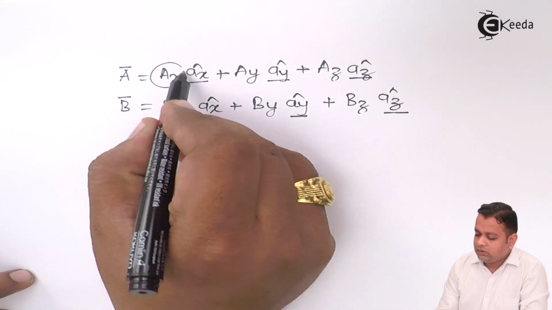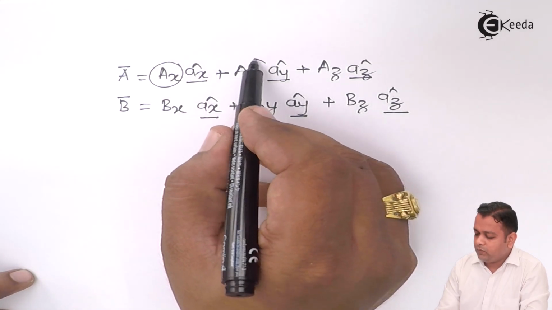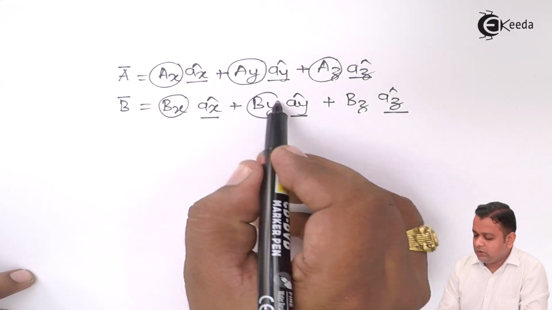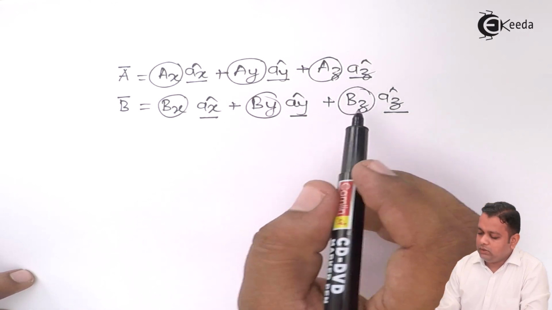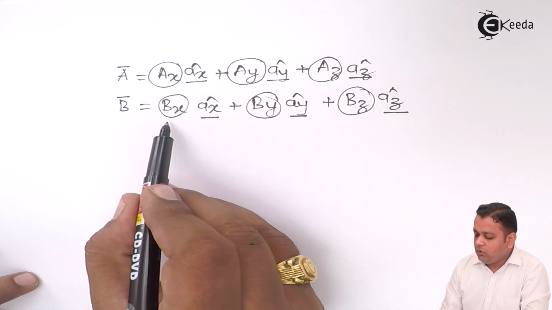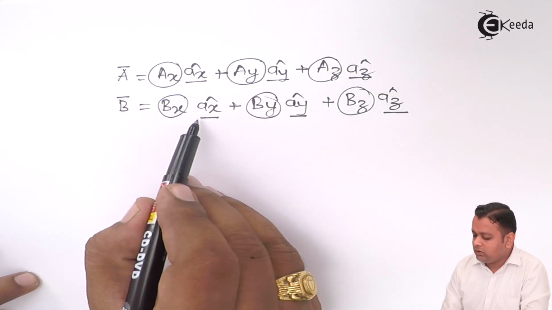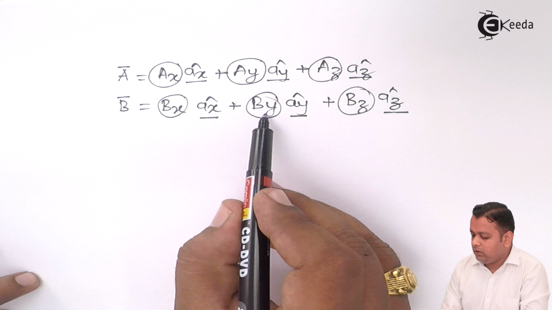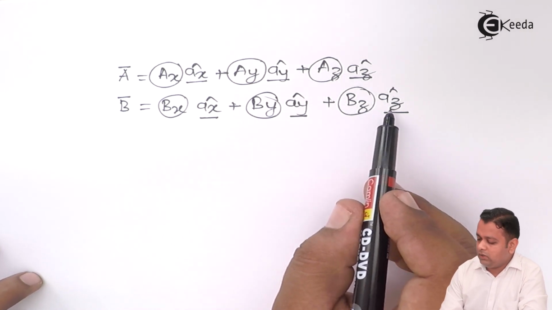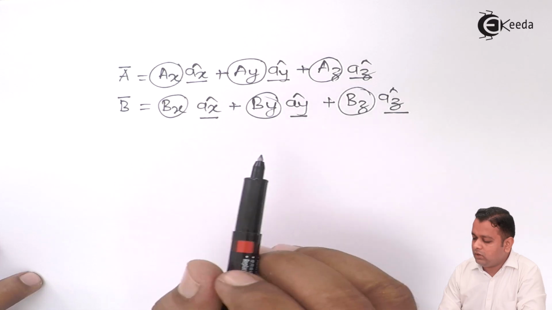Now capital Ax, capital Ay, capital Az, or capital B suffix x, By, Bz, these are the coefficients of this vector, or this is the component of vector B along the x-axis, component of vector B along the y-axis, component of vector B along the z-axis. Similarly for vector A also.